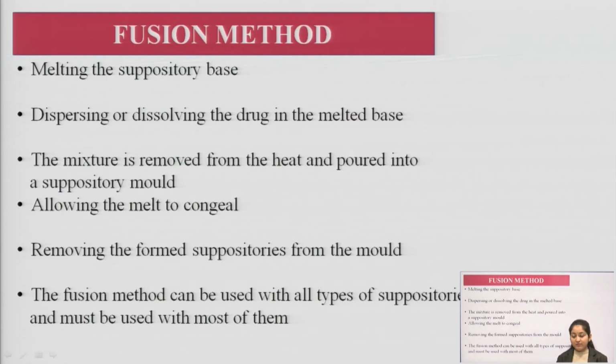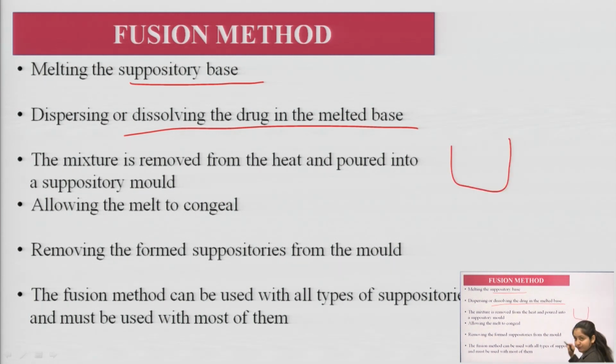Moving on to the fusion method. The fusion method is the method that we, as teachers and students, practice on a smaller scale, on a lab scale. Here, first of all, we melt the suppository base. Whatever base we are using, we melt that base initially. Then we incorporate the drug into the melted base. Whichever suppository you want to manufacture, you incorporate the API into that base. In a mortar and pestle, you have the melted base, plus you have added the API into it.